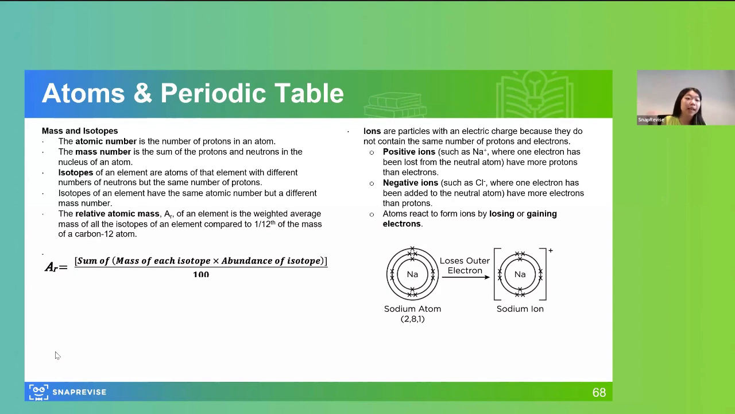The mass number is the sum of protons and neutrons in the nucleus of an atom. It's usually the top number you see when you have the element. That's the total number of neutrons plus the total number of protons.